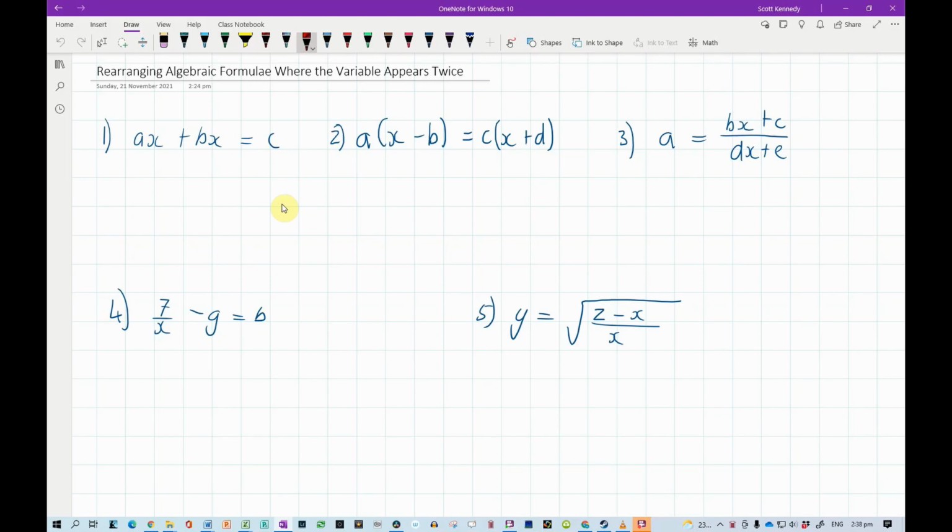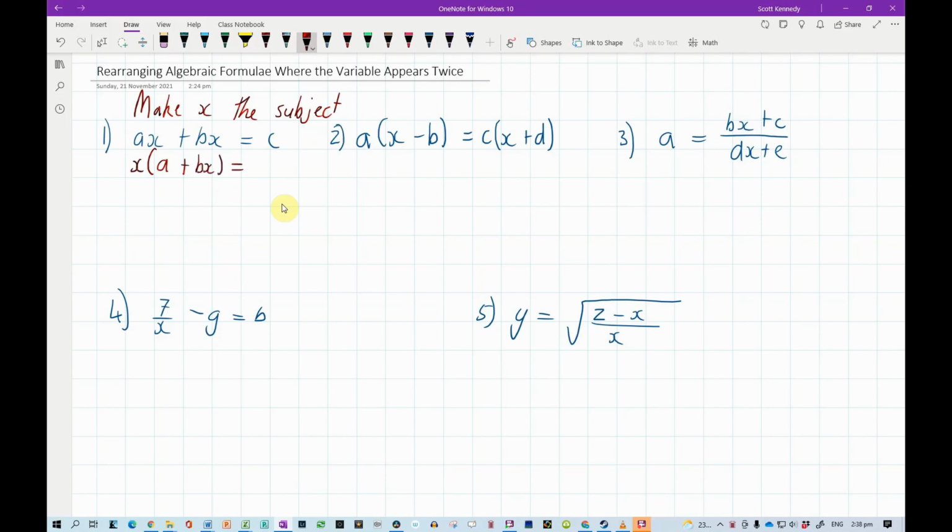Okay, the key technique we're looking at today is rearranging formulas where a variable appears twice. In all of these questions, I'm making x the subject. The technique I will use is similar in each. So the idea is to factorize. You can see here that x times a is xa, or ax, and x times b is bx.